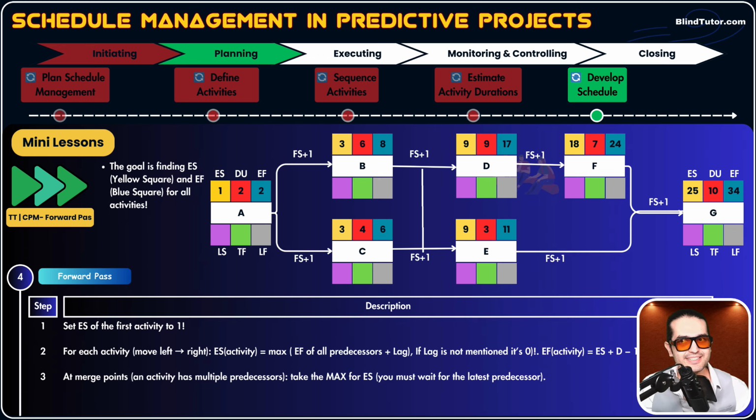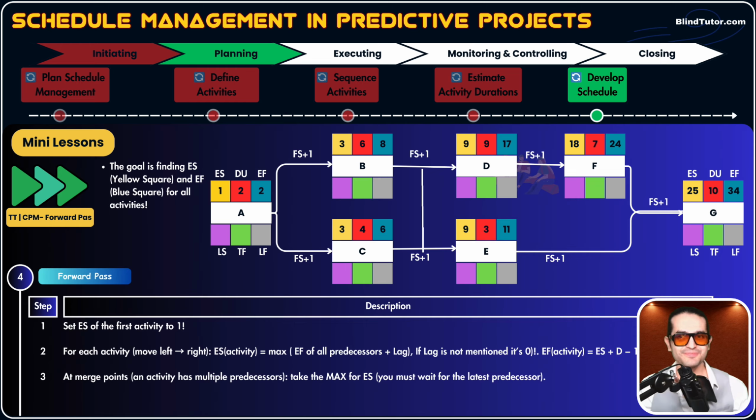Let's calculate ES of activity F. It's the EF of the predecessor activity plus lag. EF is 17, lag is 1, 17 plus 1, 18. So 18 is ES of activity F. How do we calculate EF? EF of activity F is ES plus duration minus 1. 18 plus 7 minus 1 equals 24.